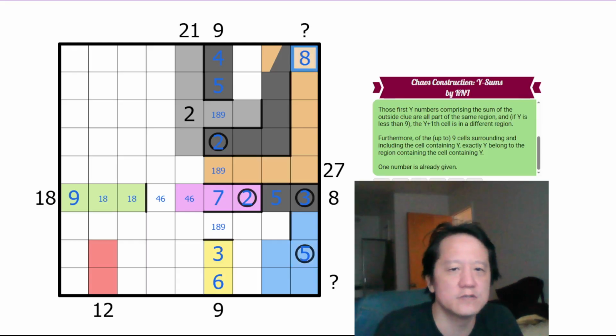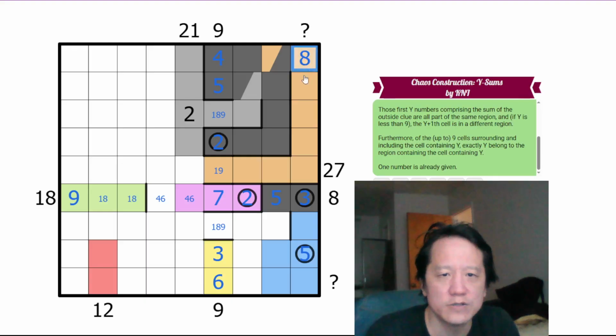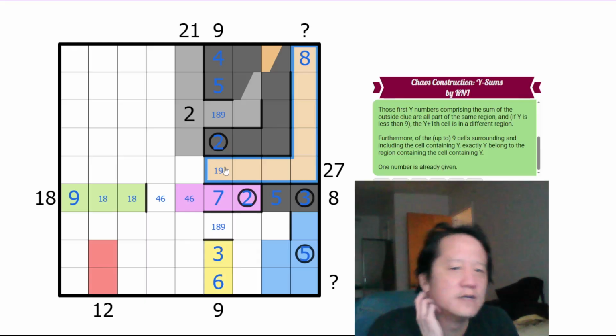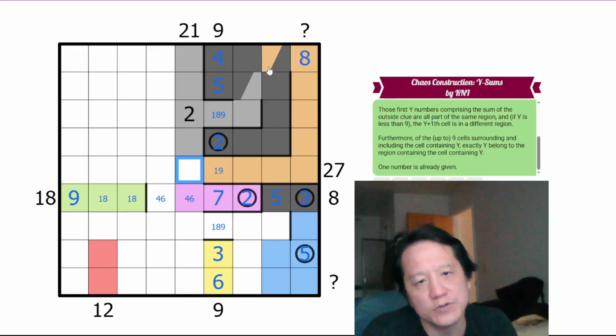Points at 8. This does not have an 8. Again, one of these has to be 5, because 5 can't be here or here. This must be dark. This is dark or medium. This cannot be orange. We have 1, 2, 3, 4, 5, 6, 7, 8 cells in the orange region. So you could go orange here or orange here. That's it.